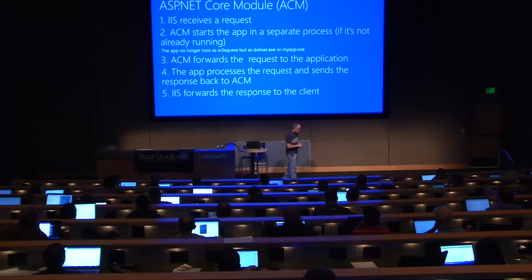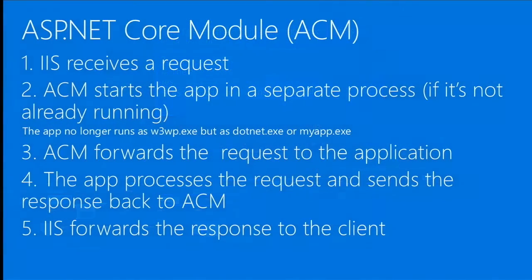At a high level with the ASP.NET Core module, this is what occurs. IIS will receive the request. Then I'm going to use ACM just for short for the ASP.NET Core module. ACM will receive any request, like any request on any path, any verb, and it will then start the app in a separate process. And at this point, your app is not running in w3wp.exe. It's typically dotnet.exe or your full desktop exe that will be running. ACM will then forward the request to your app. Your app processes the request, sends back the response to ACM, and then ACM sends it back out through IIS.